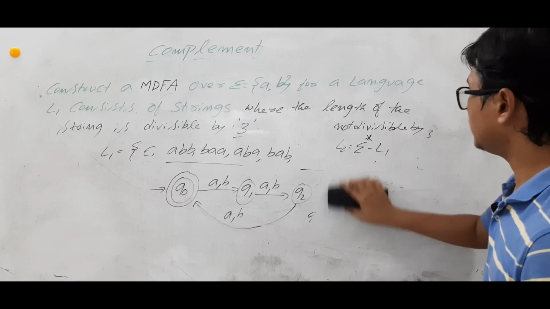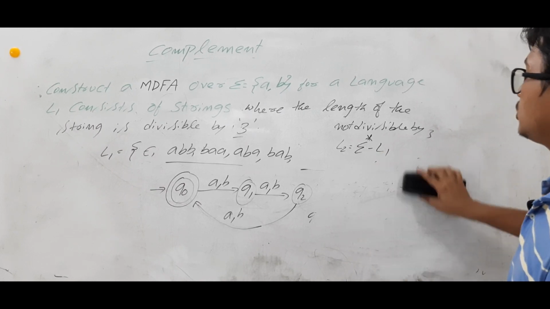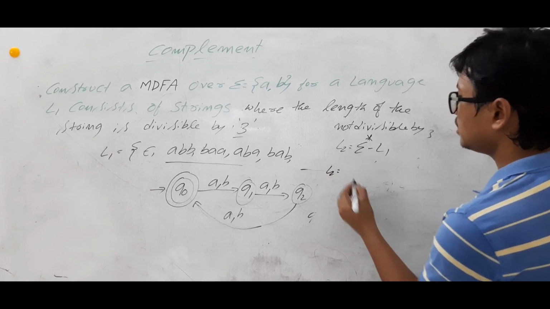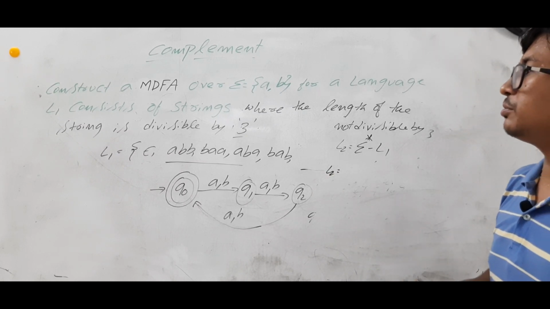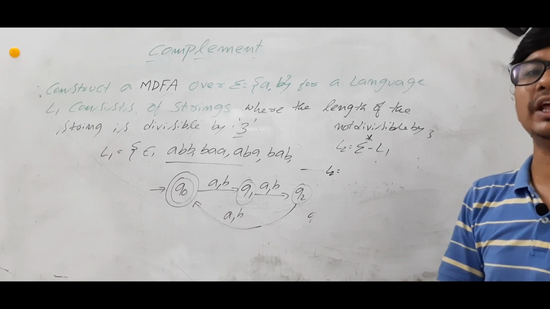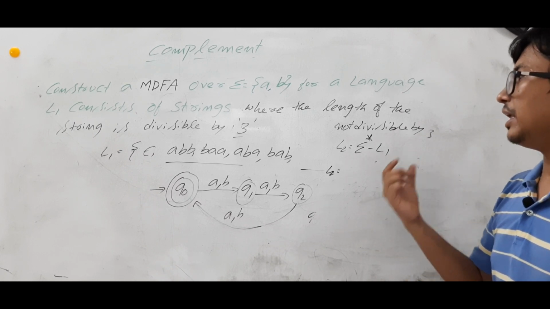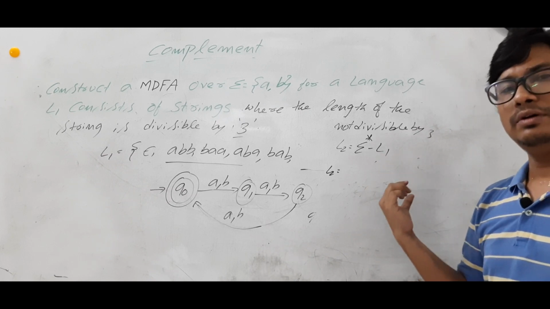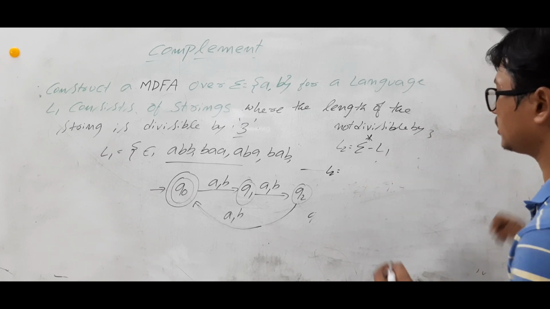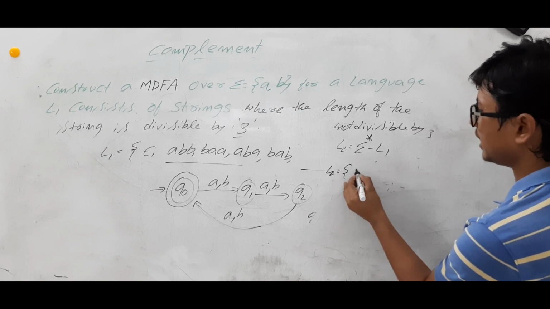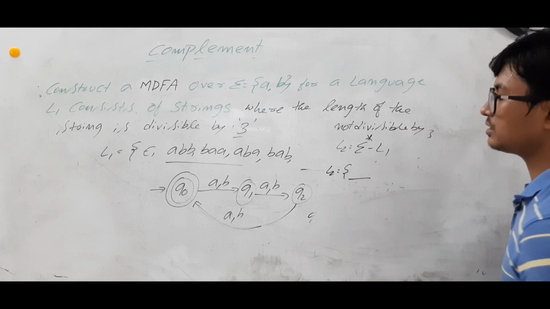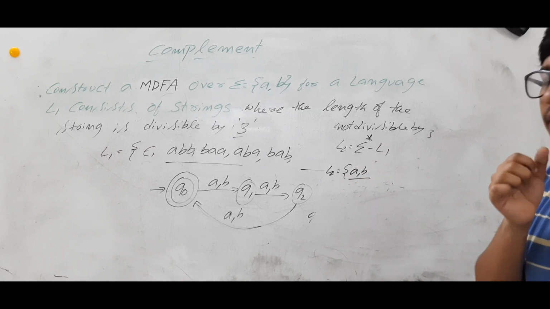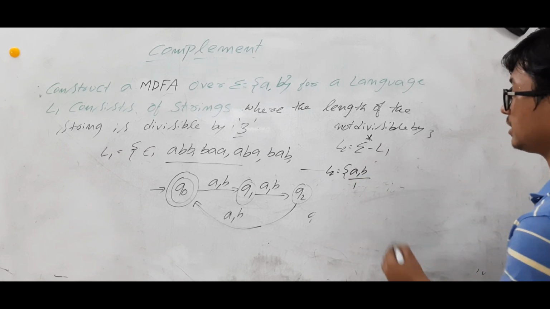Let me write the strings which belong to language L2. The string length not divisible by 3 means it can be of length 1, 4, 7, or length 2, 5, and so on. Is it clear? What are the strings of length 1? It can be a, b. So these are the strings of length 1.